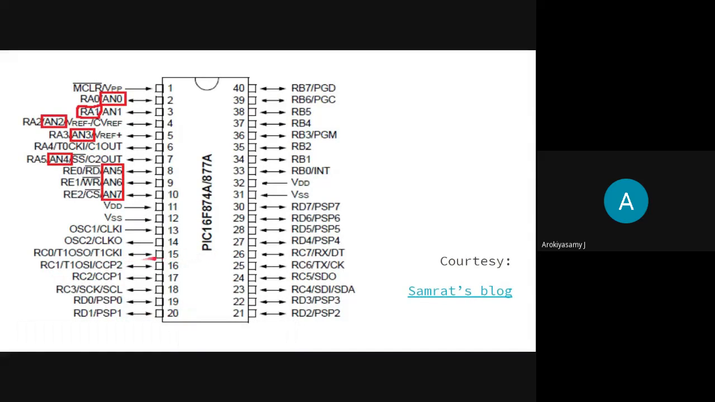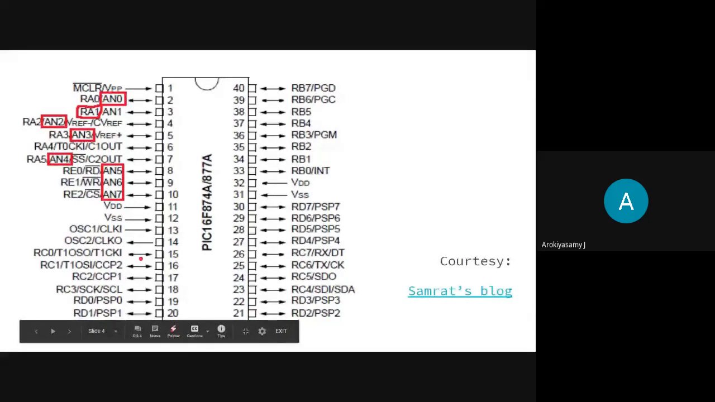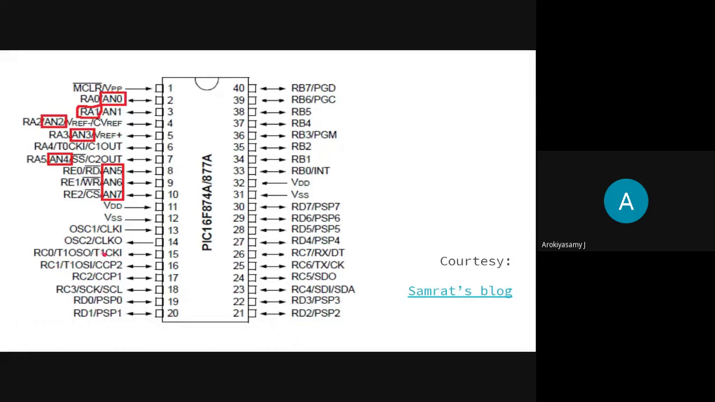Pin 15 is a bidirectional pin. If you notice a double-headed arrow here, that means the pin is bidirectional. If you see a single-headed arrow here, this means the pin is unidirectional. This pin is coming outside, but this pin is going inside. It's the input pin, it's the output pin. But this one is a bidirectional pin. It accepts as well as sends data.